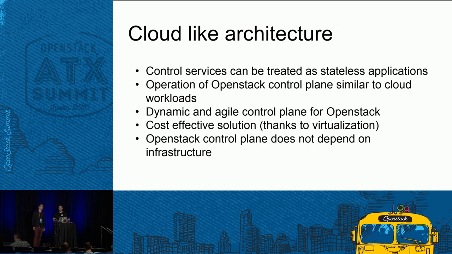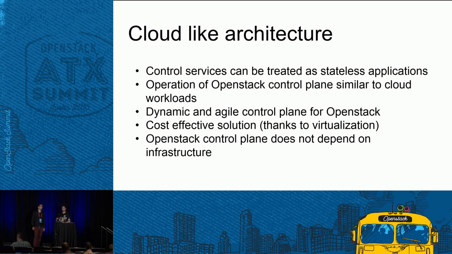We can treat the control services as stateless applications because we don't have any stateful component that prevents us from doing that. We can operate them in a similar way to how we operate cloud workloads. We can forget about doing backups because we will only back up configuration, and the configuration is in the automation code. We have a dynamic and agile control plane, so we can scale out, we can scale up, we can do whatever we want because we are running virtual machines and managing the control plane as code. We just need to call an API to deploy a new virtual machine. So easy. And it's a cost effective solution.